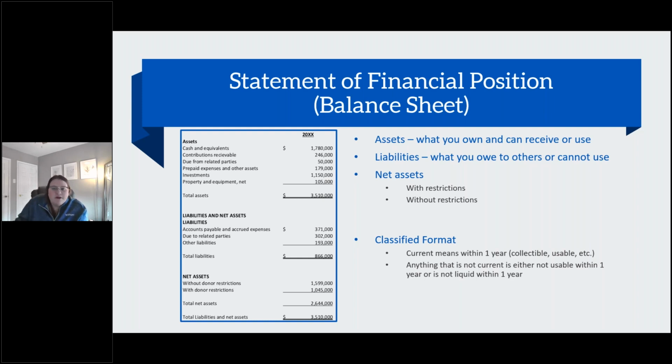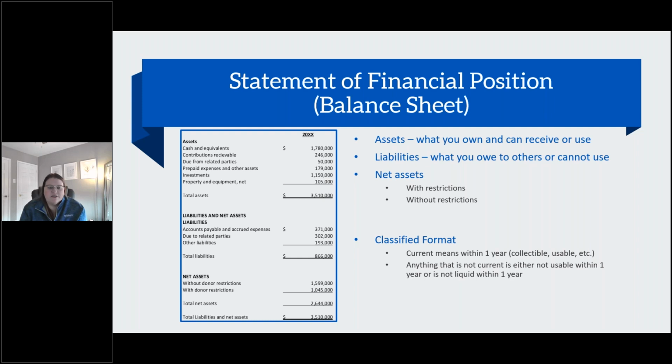or use, I apologize for that. Your liabilities would be what you owe to others or you are not able to use. And then finally, your net assets would be the equity of the organization. So that is a nonprofit term for the assets that have some long-term use to you.